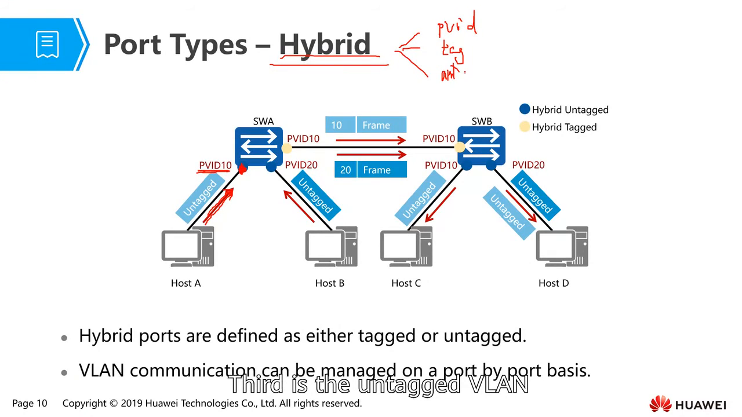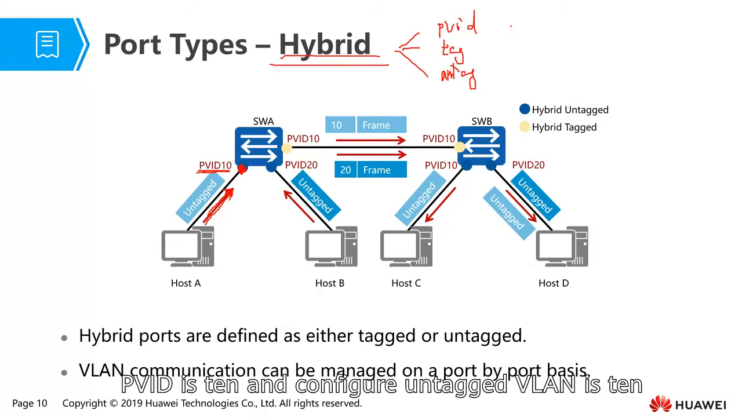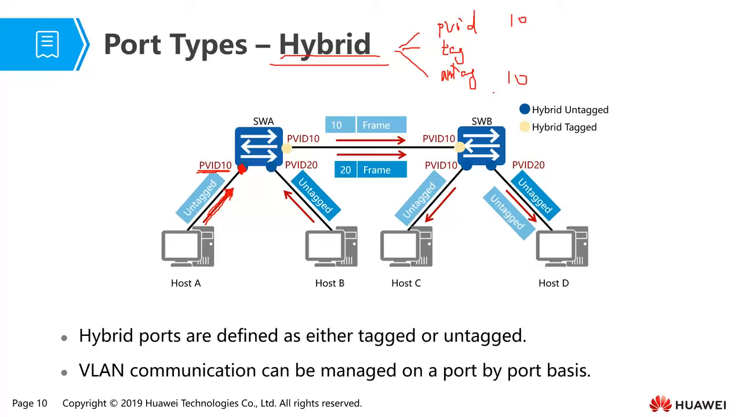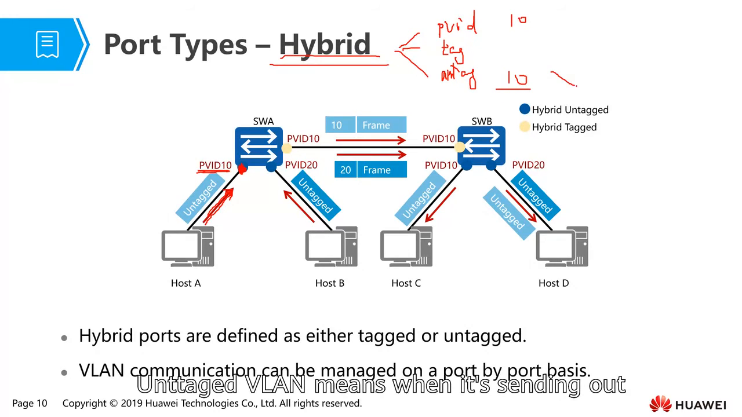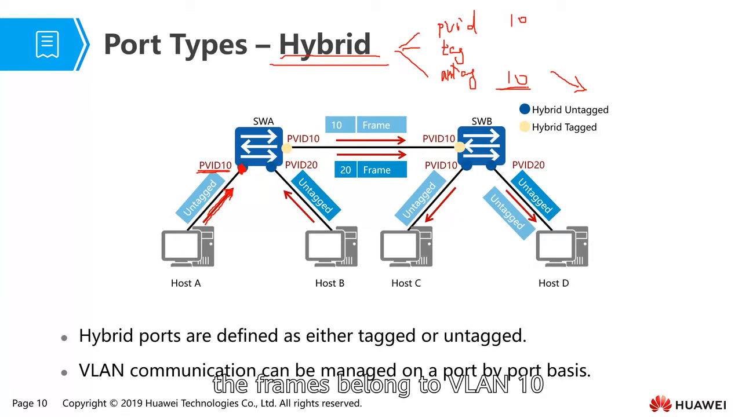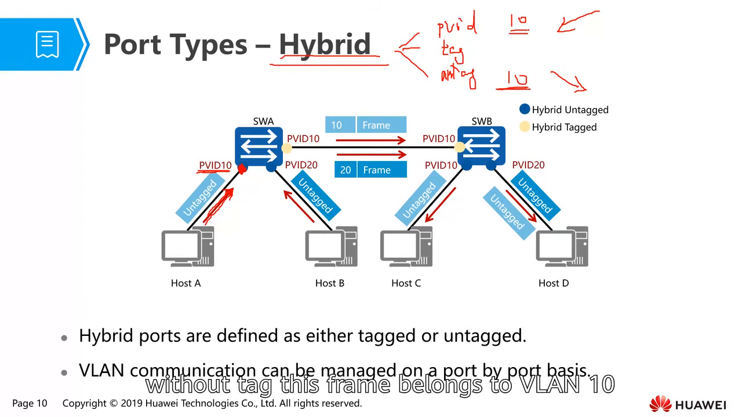Third is the untagged VLAN. On this access interface, you can configure the PVID as 10, and configure the untagged VLAN as 10. Untagged VLAN means when sending out frames that belong to VLAN 10, no tag is carried. PVID means when receiving a frame without a tag, this frame belongs to VLAN 10. So this action is equal to the access interface.